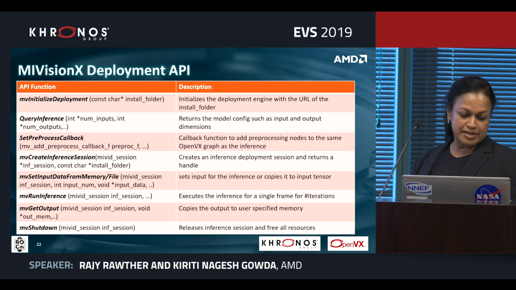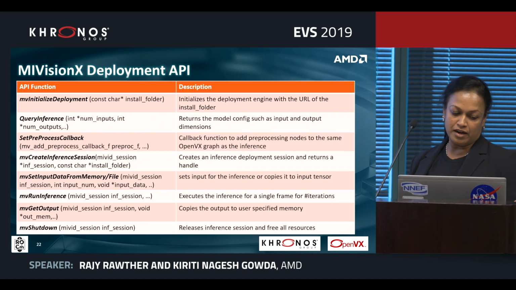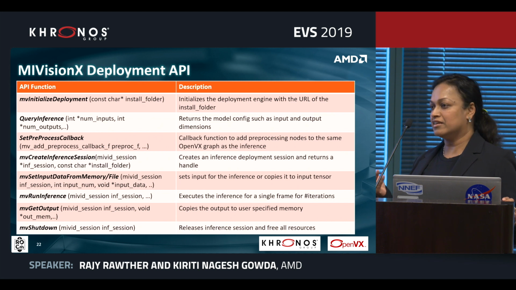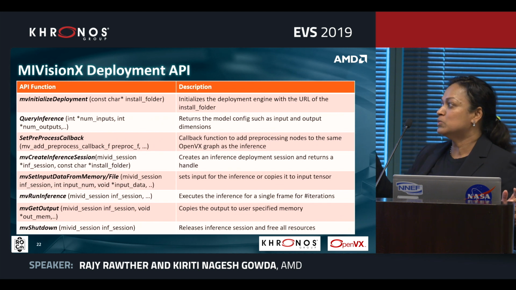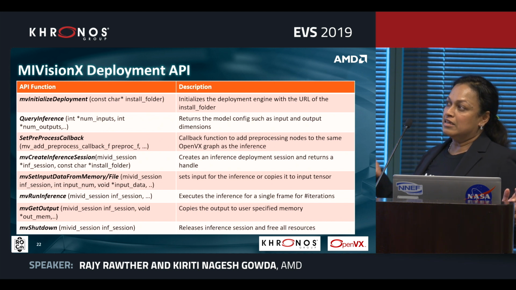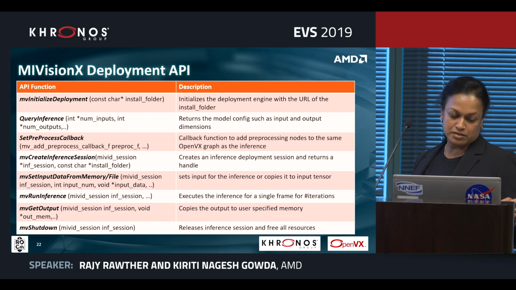And also it has set input data from memory or file. This particular function creates a virtual memory in the VX create virtual tensor function. So basically, when you set the input from a memory file, it does a swap handle. It doesn't actually copy the memory. So the application can create the tensor memory and copy the data and call a swap handle through this API, so it doesn't do extra copies.